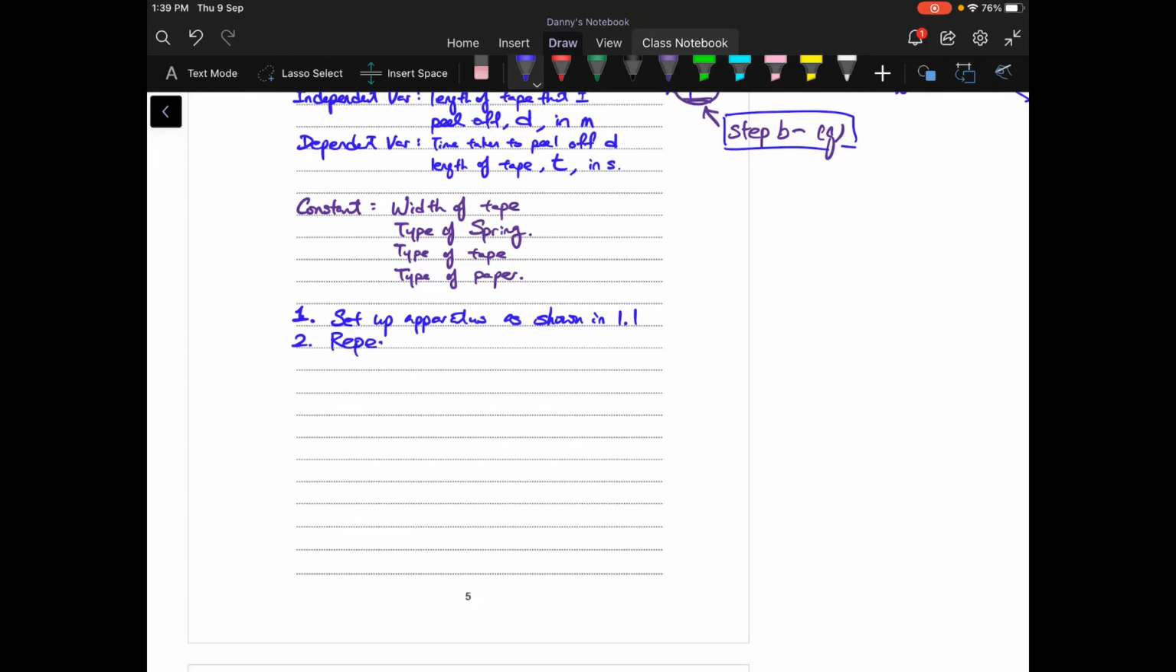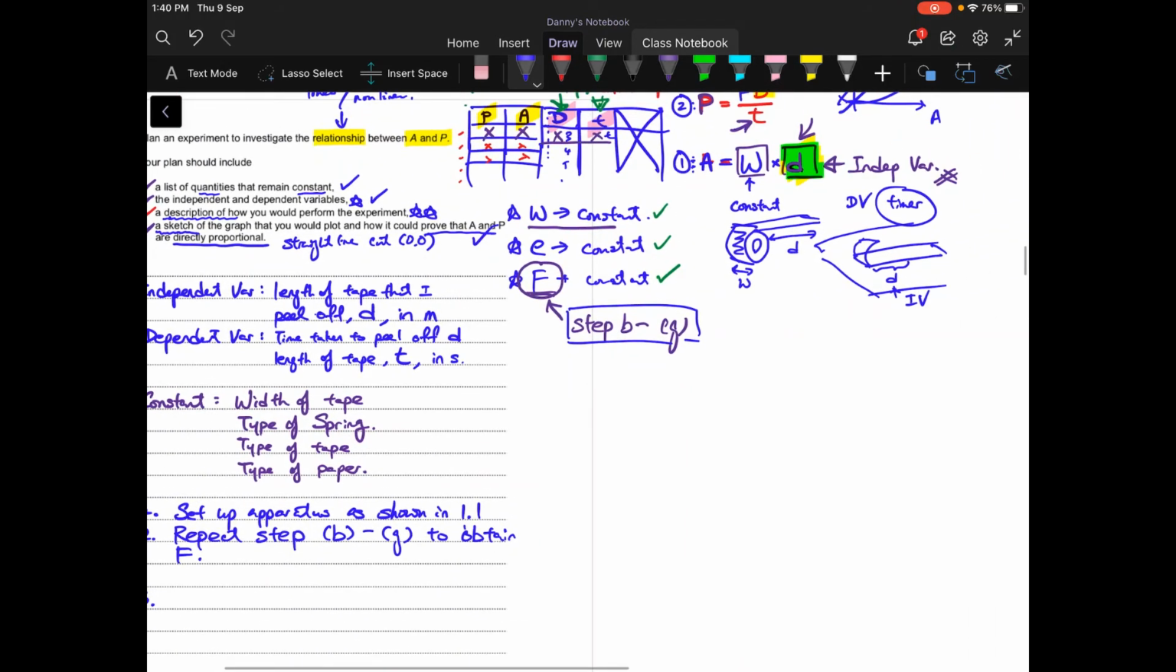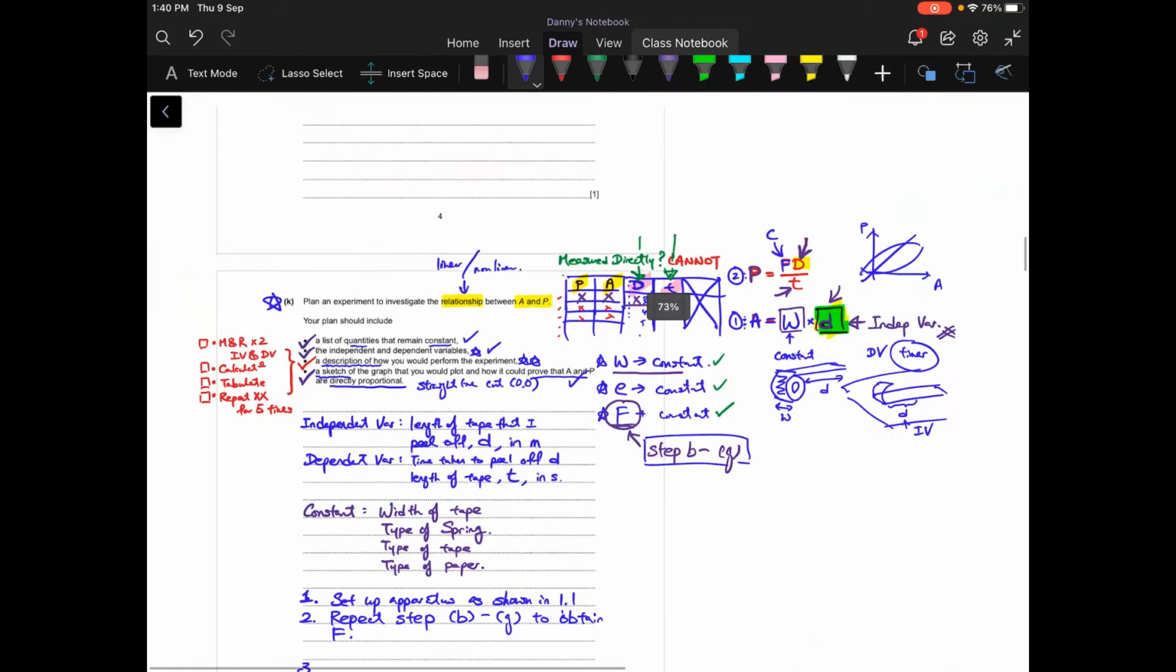So here I will just say that repeat step B to G to obtain F, right? So now I have F. So once I have F, oh wait, oh yeah, I can obtain F before I start peeling and timing myself. So once I have F, I will do my next step, which is to actually take down the tape.